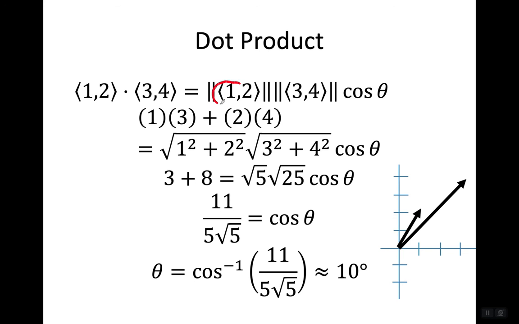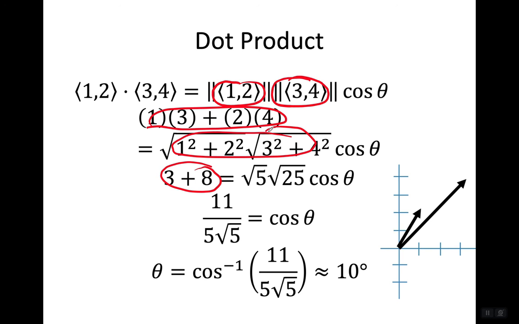The length of 1, 2, that's just going to be square root of 1 squared plus 2 squared. The length of 3, 4, that's just the square root of 3 squared plus 4 squared, cosine theta. So let's evaluate this. So this is going to be 3 plus 8. And as for this, well, that'll be square root of 5 times square root of 25 times cosine theta.